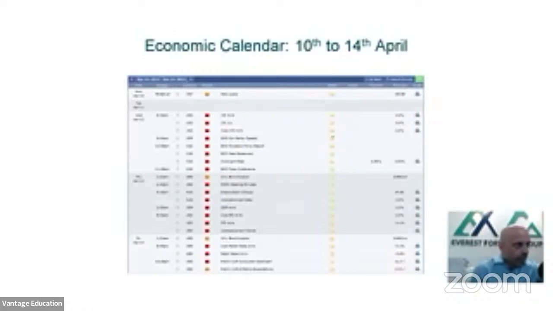Just before going into the calendar for this week, we've talked about the NFPs, PMI reports, inflation figures, and what to expect for this Wednesday's inflation data. We've also looked at oil and gold and the moves that are likely to take place this week, and also for equities as well. So this is the calendar for this week, 10 to 14.